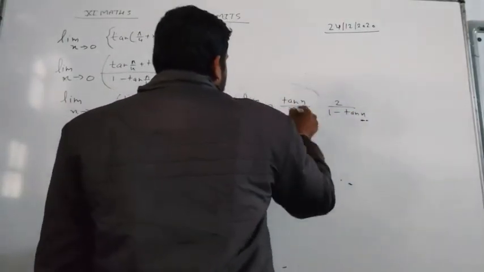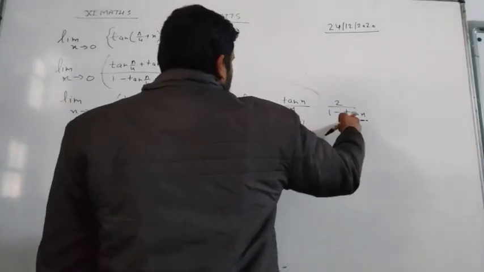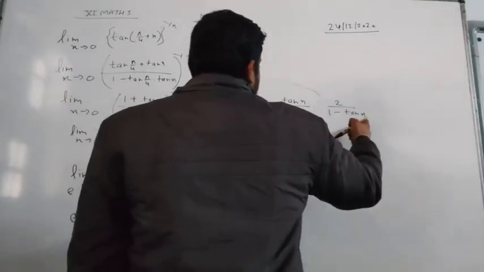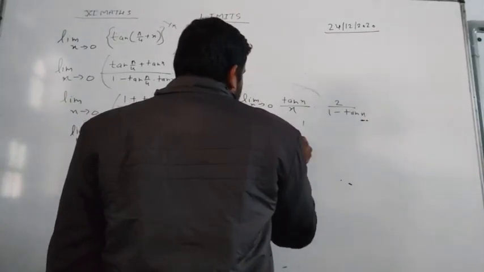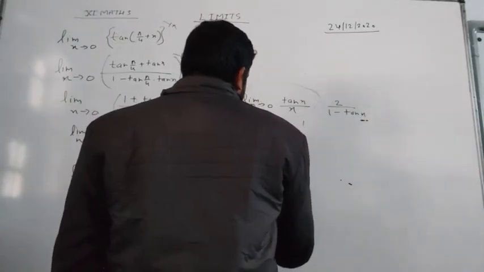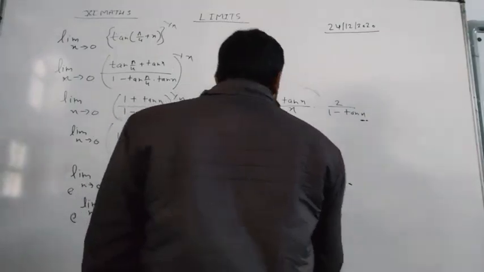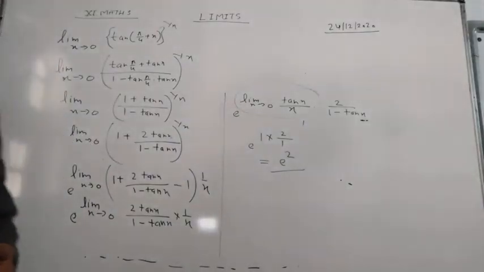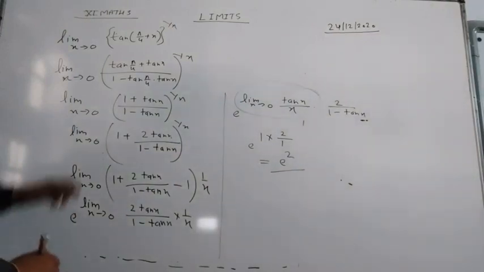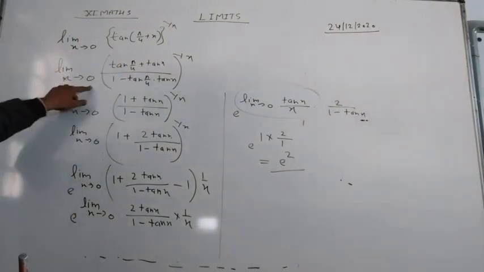This part will be equal to 1, and when we put the limit x tends to 0, we get 2. So e to the power 1 into 2 by 1, so it will be e to the power 2. So e square will be our required answer. Let's see once again, students. This is our question: limit x tends to 0.